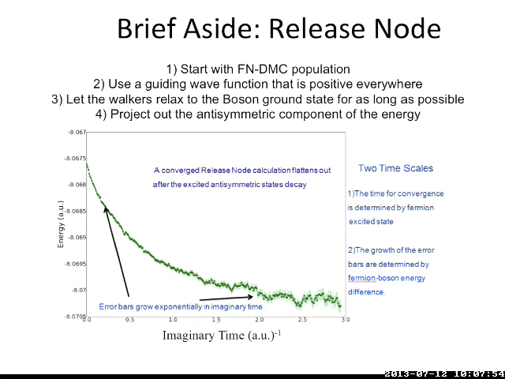There are two time scales on this graph: how fast it decays to the ground state and how fast the error bars grow. The decay to the ground state is mediated by the gap between the fermion ground state and the first fermion excited state of the same symmetry. And as everyone knows, the error bars grow according to the fermion-boson energy gap.